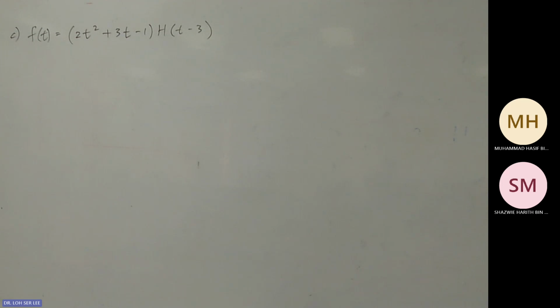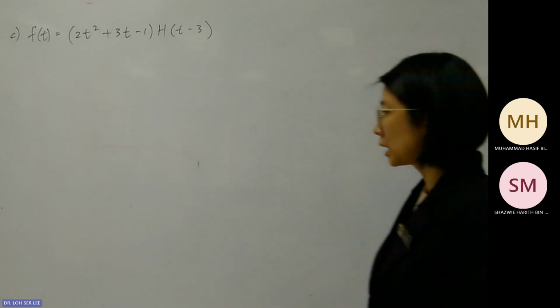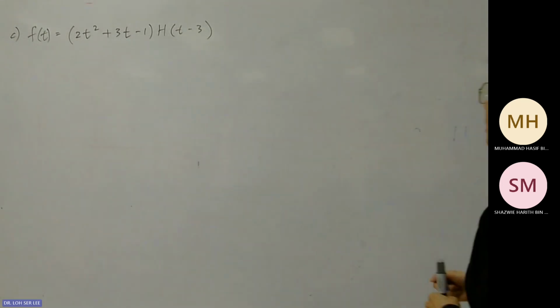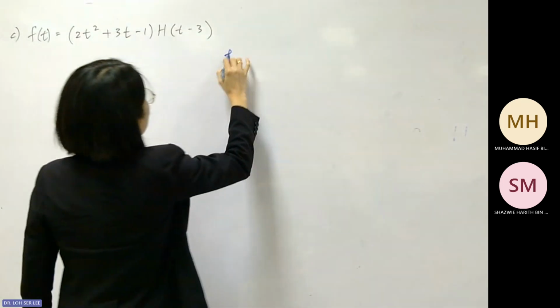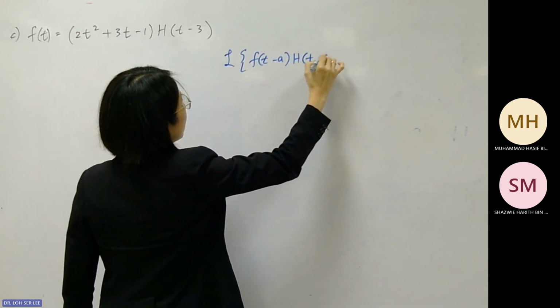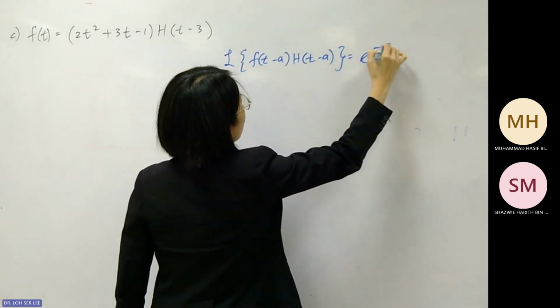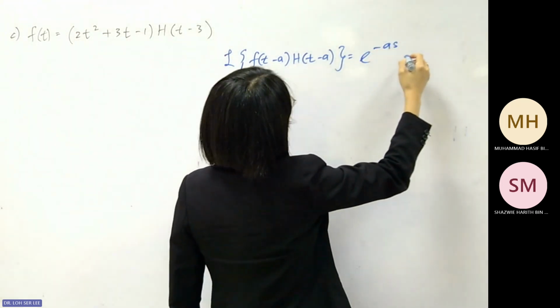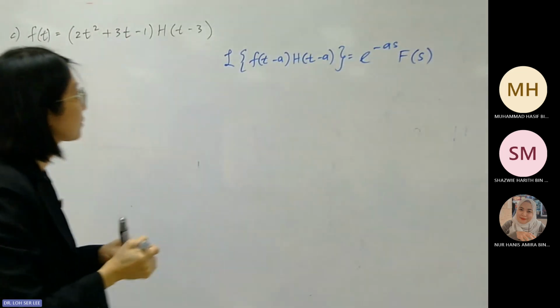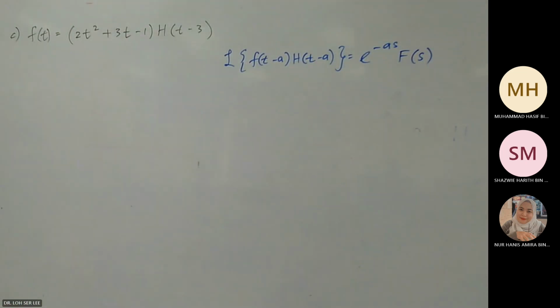Unit step function. You have to use the second translation property. The formula of the second translation property is Laplace of f(t minus a) h(t minus a) is e to the negative as F(s).